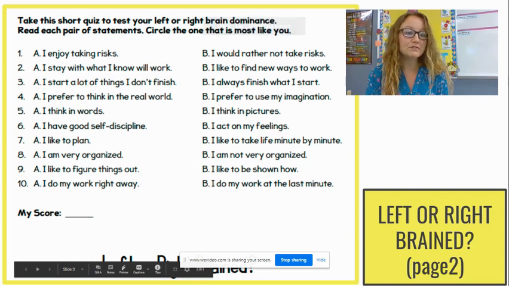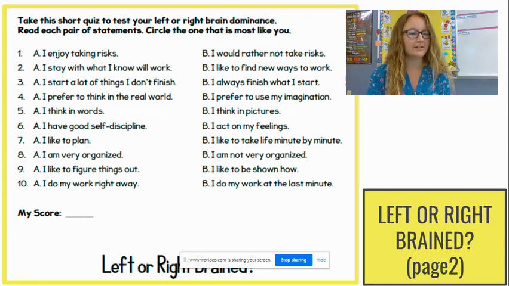All right, so now that you've circled an answer for 1 through 10, either A or B, it's time to score the quiz and find out, are you left brain or are you right brain? So for number 1, if you had answer A, I enjoy taking risks, what I'd like you to do is to circle the number 1. If you had B for number 1, just leave this blank. Don't circle the number 1. Okay, so that's how this will go. I'll say the number and if you should circle it or not, depending on what letter you have.